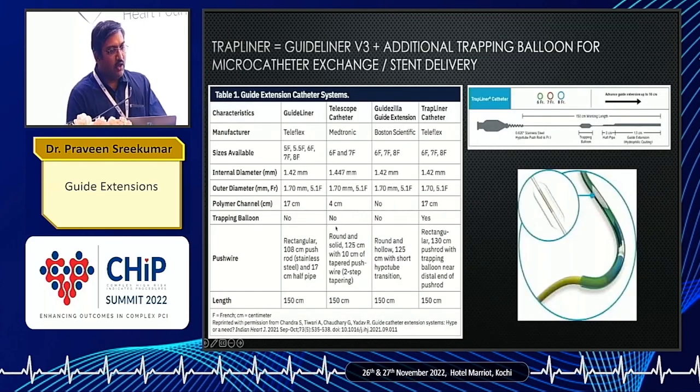That's the advantage. And now something new is available. This is a Trapliner, which is nothing but a Guideliner V3 plus an additional trapping balloon, located just proximal to the tip part. The advantage is that we need not use the standard balloon trapping to exchange things. Once this is there, you can inflate this balloon and through that exchange the microcatheters, wires, etc., without changing the guide extension. So that's the advantage of the Trapliner. It's called a Trapliner.